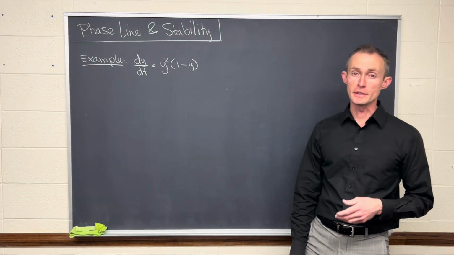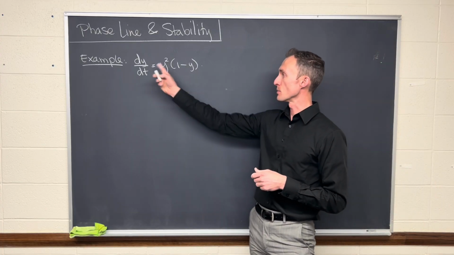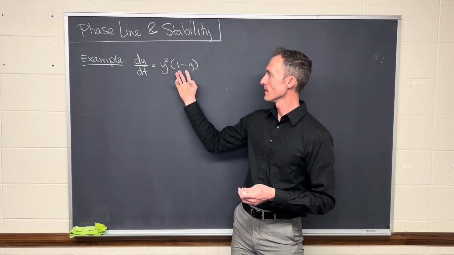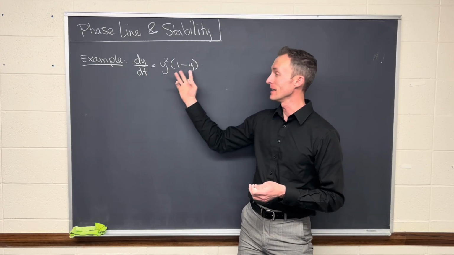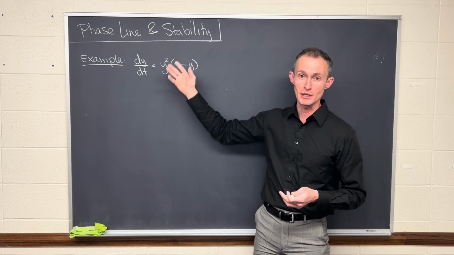Phase lines and stability. What are they? How do we compute them? Here's an example, okay? So suppose I give you this first order autonomous ODE. Remember, autonomous just means that the independent variable, in this case t, does not occur explicitly on the right-hand side, okay? Just only in terms of the dependent variable.